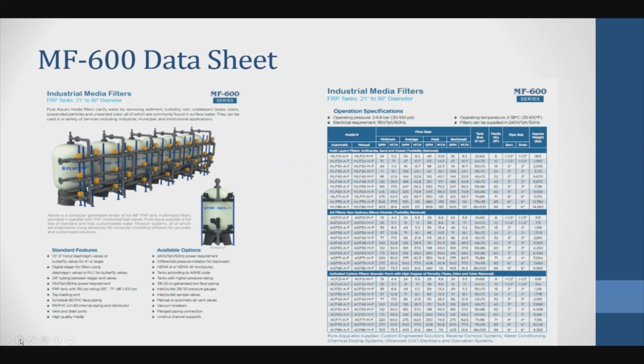Now, from our experience, the best way to do it is to have a differential pressure switch that measures the difference in pressure between the inlet and the outlet. So when the difference in pressure is around 10 to 12 psi, that's going to give a signal to the microprocessor or the PLC control panel to start doing the backwash.